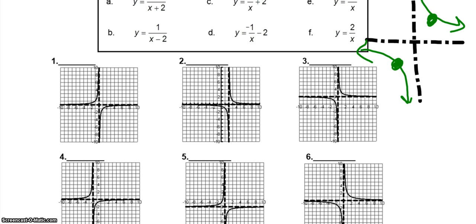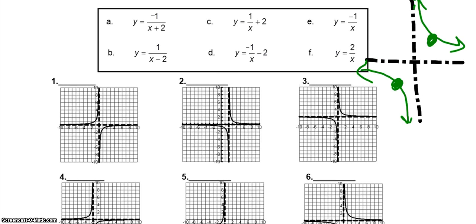If you notice, it is reflected across the x-axis, which means we have to have a negative in front of our a. Then if you look, our vertical asymptote is at x equals 0, horizontal is y equals 0. So that means number 1 is E. Alright, number 2. If you see, it looks just like our parent. The only difference is that it's shifted over 2 units to the right. So instead of x plus 2, we're going to have an x minus 2 on the bottom. So number 2 is B.